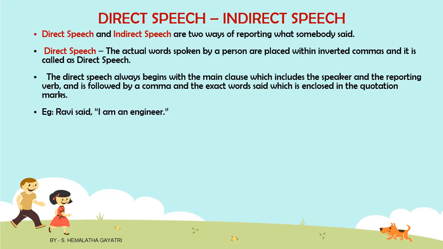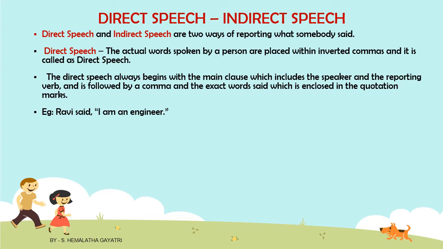Ravi said, "I am an engineer." So "Ravi said" will be the main clause, where Ravi is the subject or the speaker and "said" is the reporting verb. After that, as it is said, it is followed by a comma. And what are the exact words of Ravi? They are present within inverted commas. He is saying that "I am an engineer." Okay, so this is a direct speech sentence.